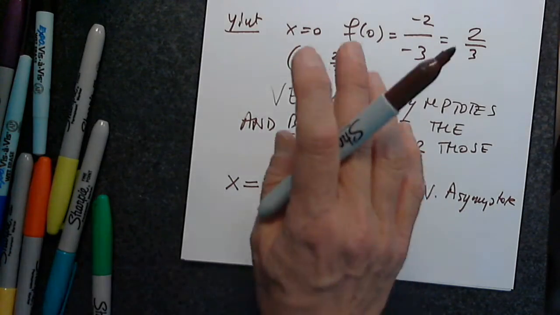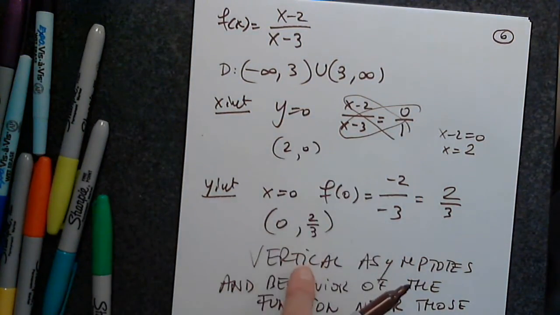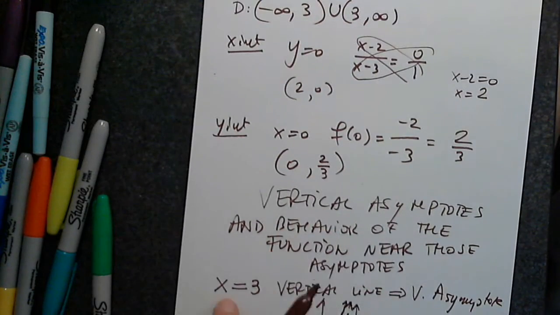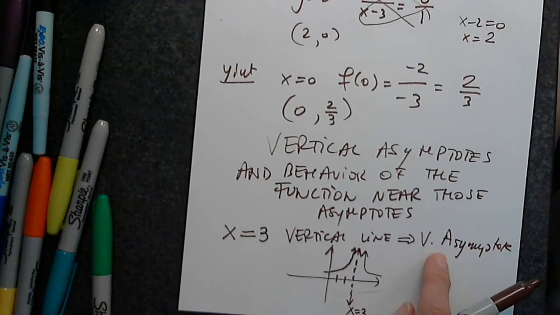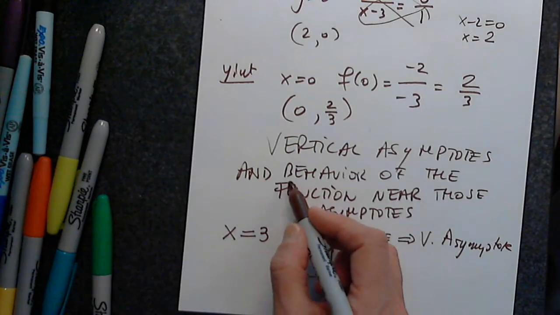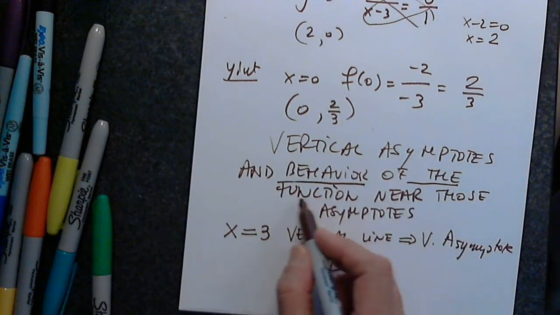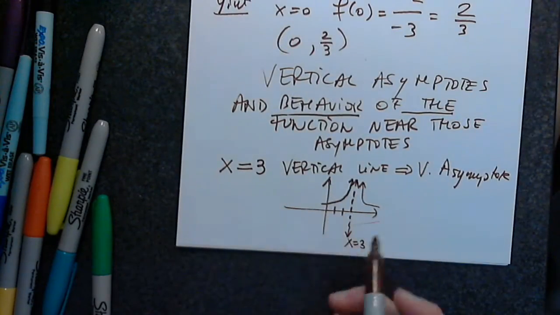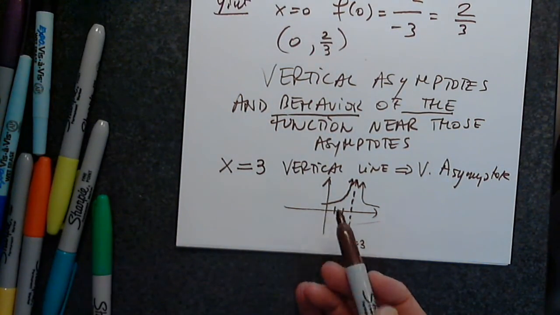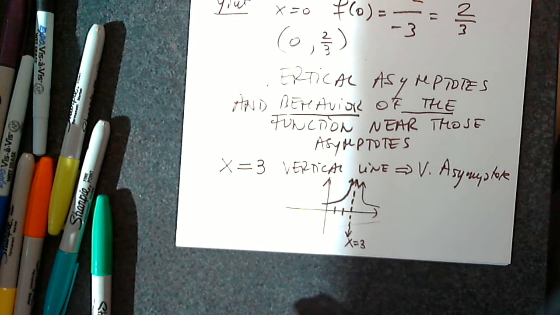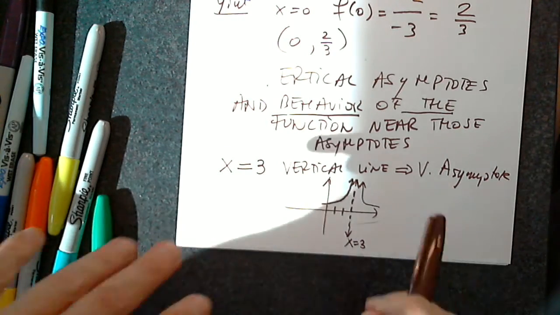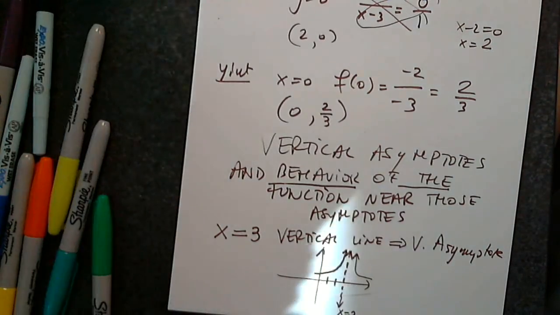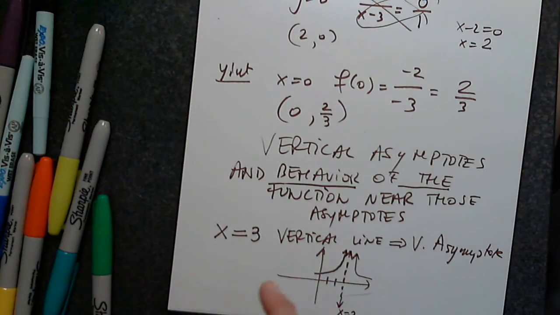So I will come back to my list of things that I have to determine, and I will say x equals 3 is a vertical asymptote for this function. But the behavior of the function near those asymptotes is exactly what I'm explaining here. It can be, again, positive infinity to positive infinity, negative infinity to negative infinity, or this, or this. How do I check? Here's how I check. And I'll show on the table in a minute.